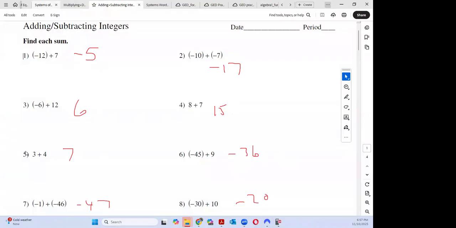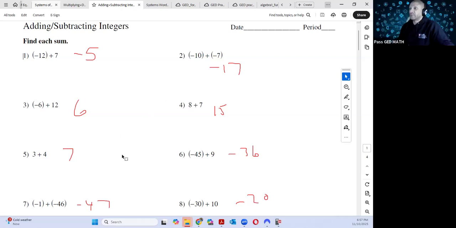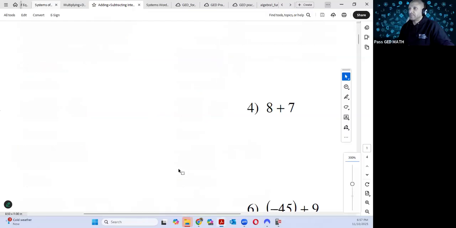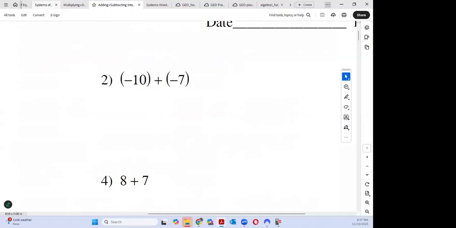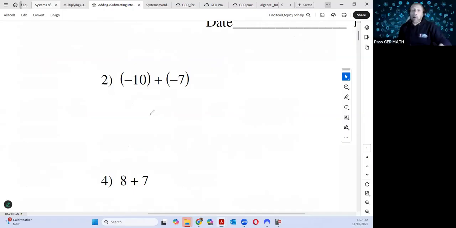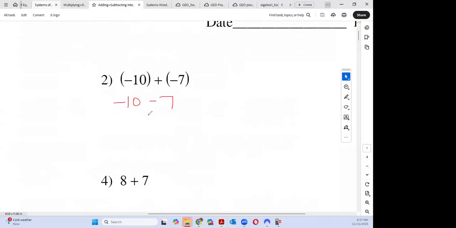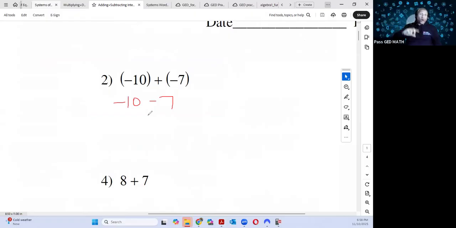All right, so number 2. Let me make it bigger. Let me ask you a question. Negatives. Are these the same thing? Is what I wrote and what's on this paper the same calculation? Are they equivalent?